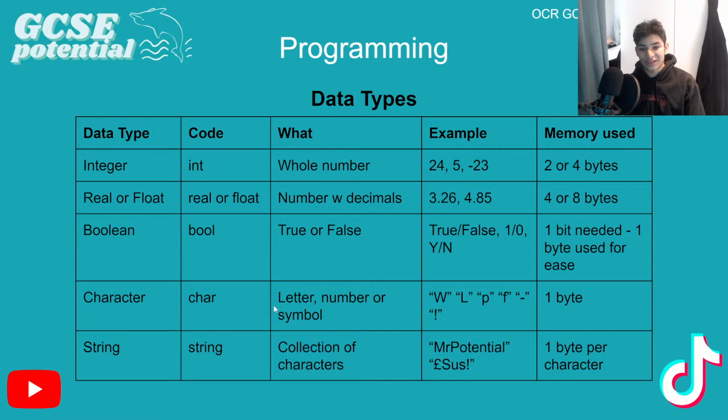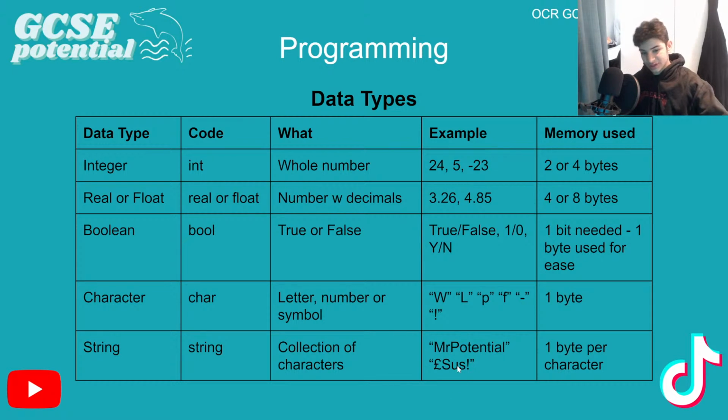Characters, so letters, numbers, symbols, special characters. So this can be like most stuff. You can even store numbers as characters. So you can't like add them together. If the numbers are stored in character form, we can still use them. And they are 1 byte. Only 1 byte is needed. So 1 byte for each character. String, that's a collection of characters. So here we have the example, Mr. Potential. So that's a collection of characters. You can have spaces and stuff if you want. You could put a sentence in there.